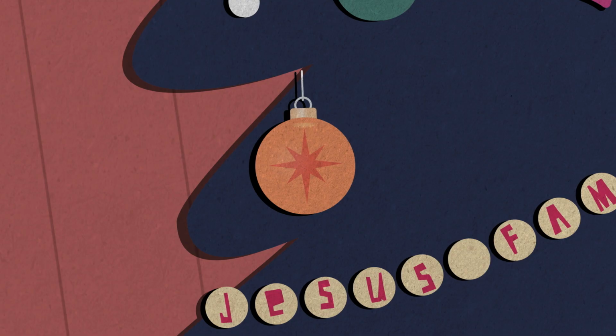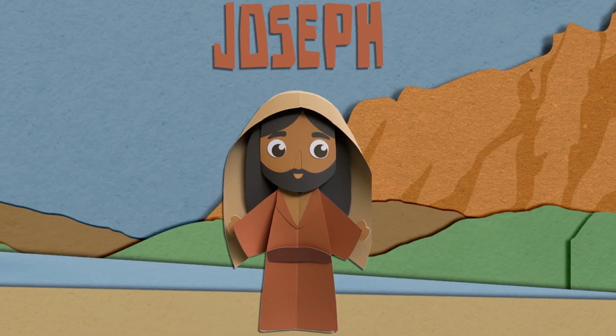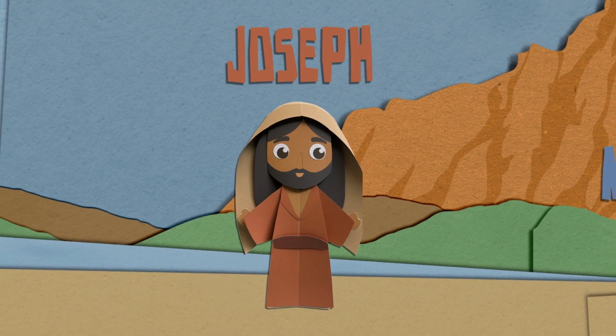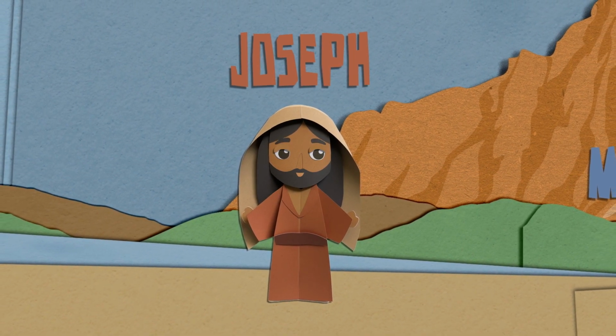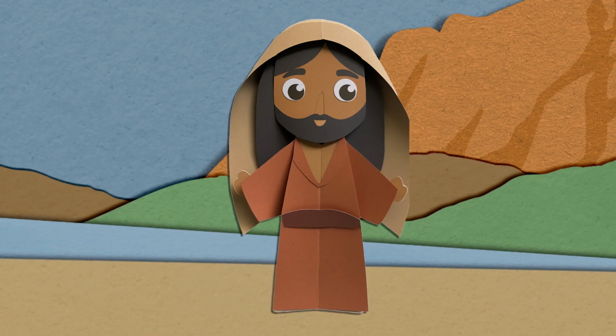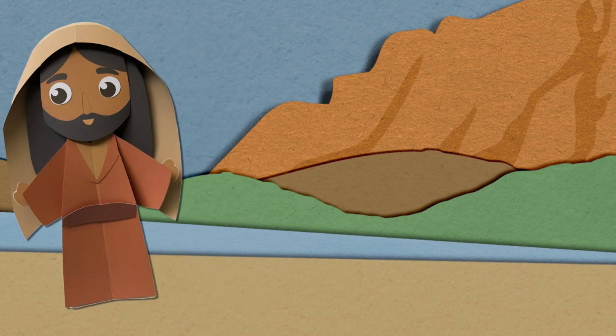Here's how it happened. Hundreds of years after King David, a man named Joseph was born. He was a part of King David's family tree. He wanted to marry a woman named Mary, who was expecting a baby. Joseph didn't know that the baby was Jesus, so he was thinking of calling off the marriage.